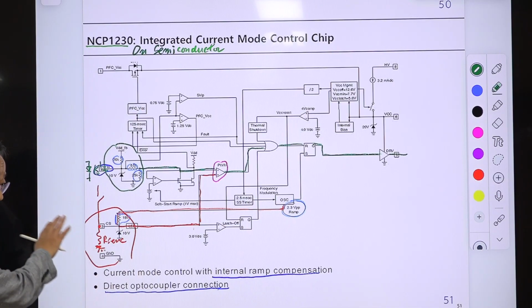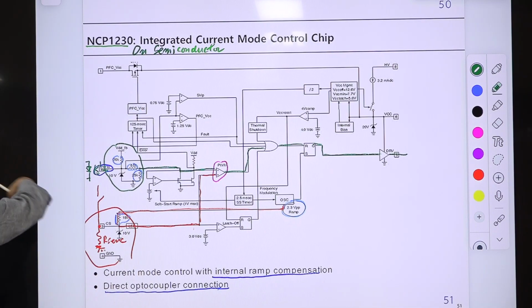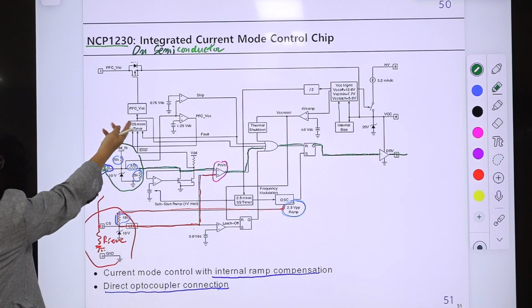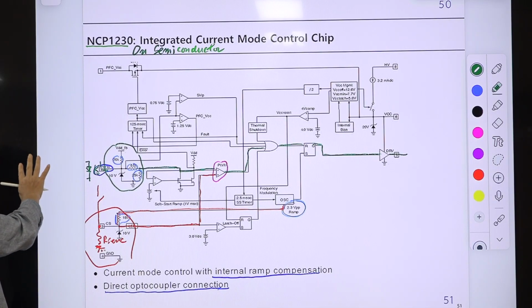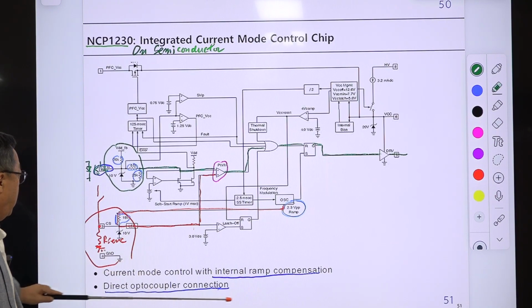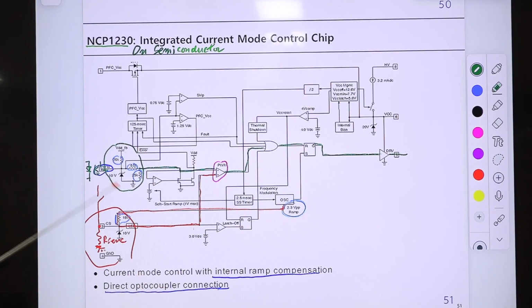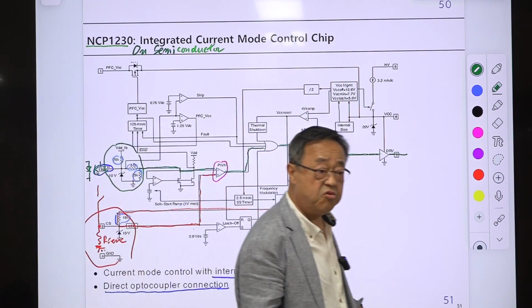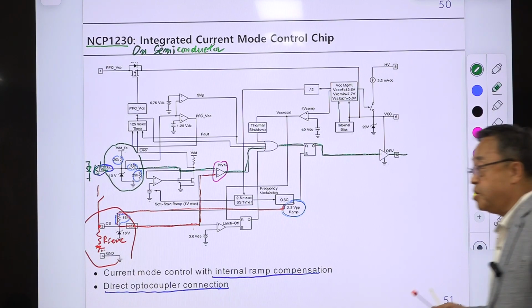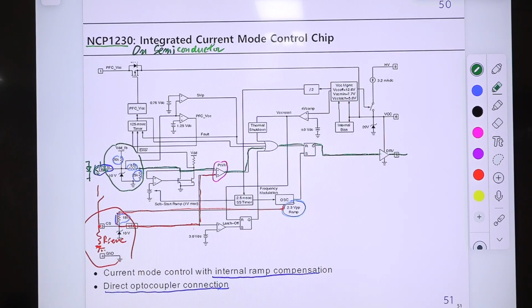Suppose there is one PFC stage upstream, and this generates power for that chip. Okay, so this is the current mode controlled with the ramp compensation and direct optocoupler connection. This is the 8-pin IC, very handy, very easy to design, but they sacrifice the flexibility in design. They fixed many things already, so they can reduce the number of pins.